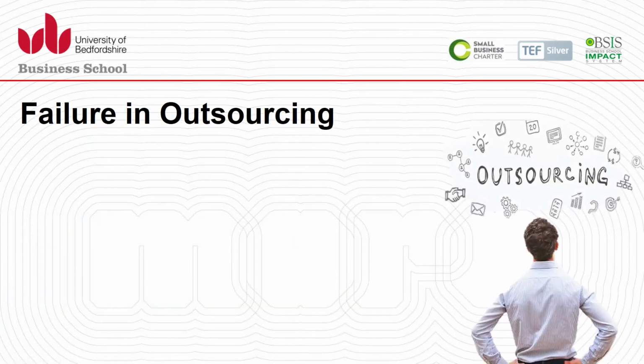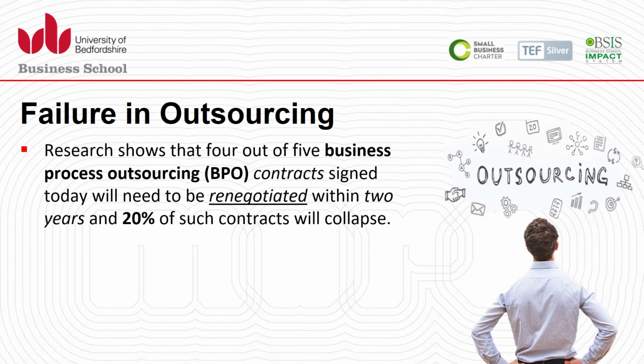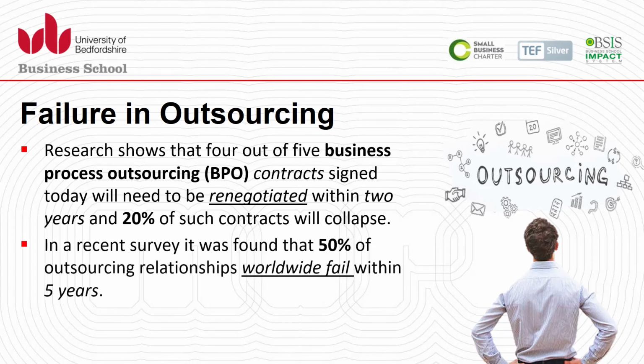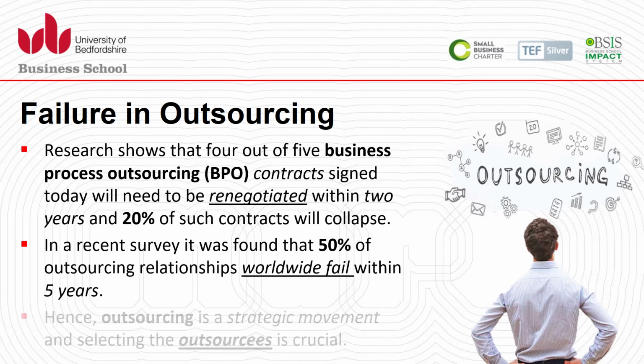There can be a failure in outsourcing sometimes, and that is one of the reasons that the research shows that 4 out of 5 business process outsourcing contracts signed today will need to be renegotiated within 2 years, and 20% of such contracts will collapse even within that agreement time frame. In a recent survey, it was found that 50% of outsourcing relationships worldwide fail within 5 years.